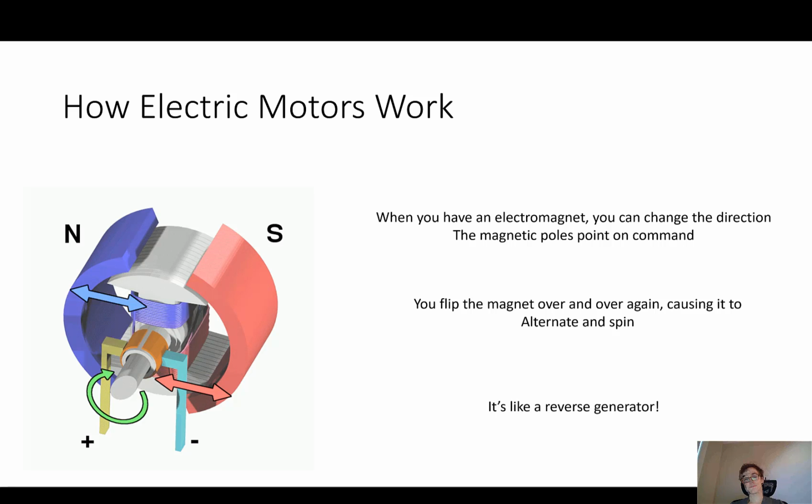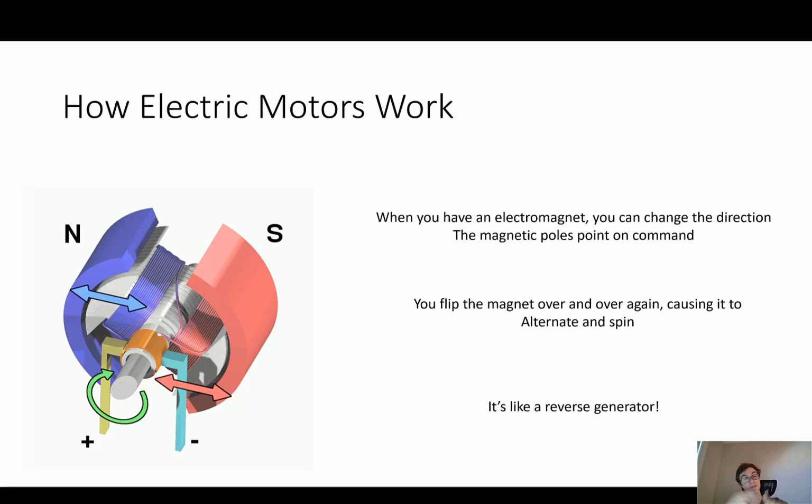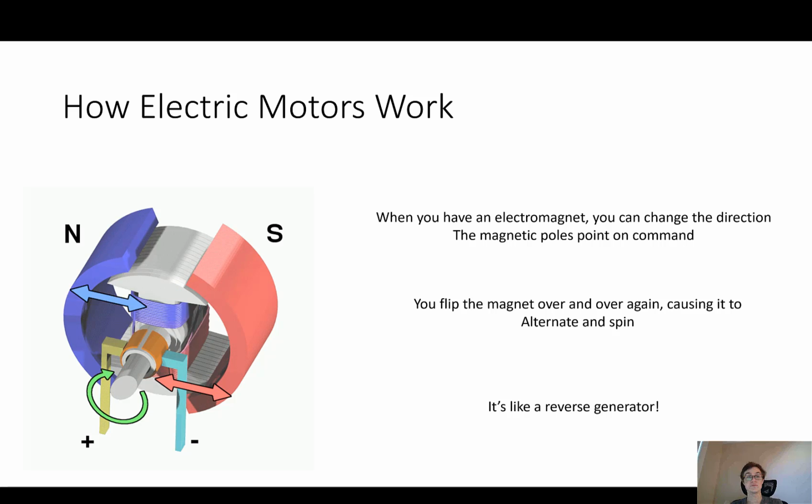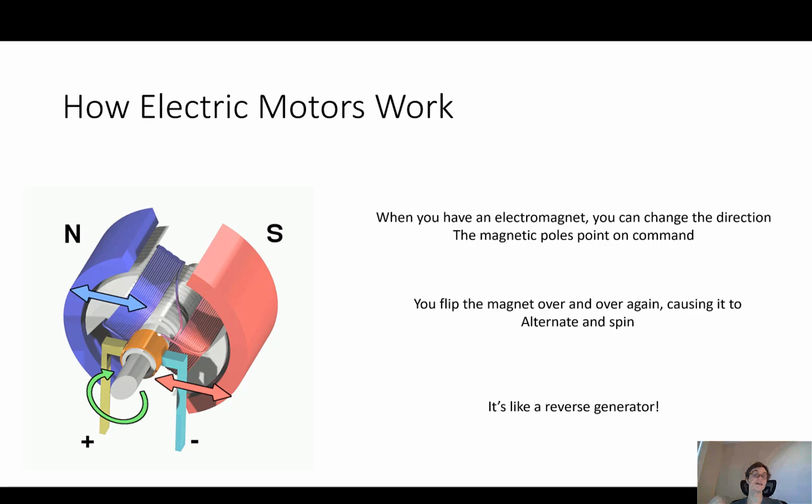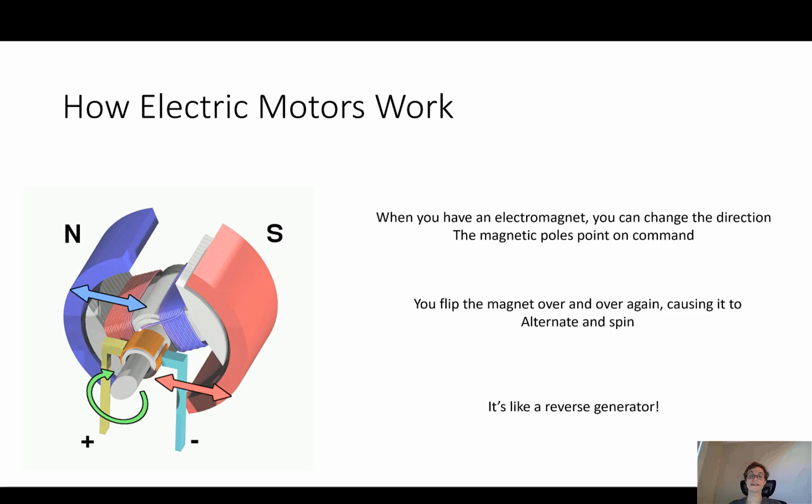It's like a reverse generator. So in a generator, we use spinning magnets to create electricity. In a motor, we use electricity to create spinning magnets. It's how the ceiling fans work in your house. You turn on the switch, electricity goes into the electromagnets in the fan, and then that causes them to spin.